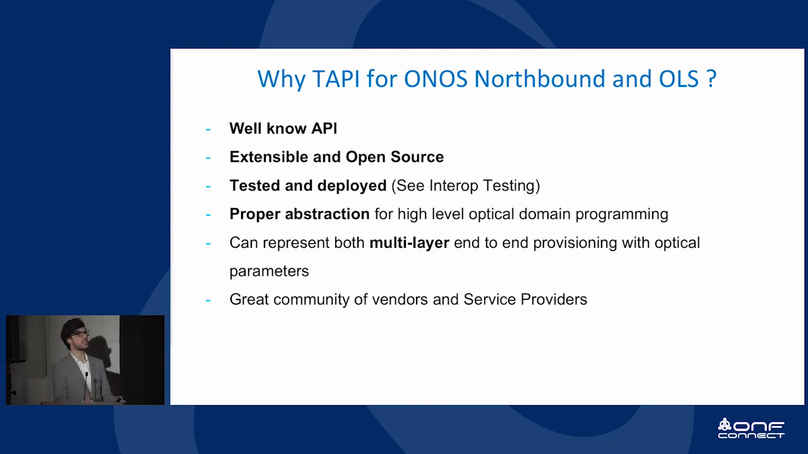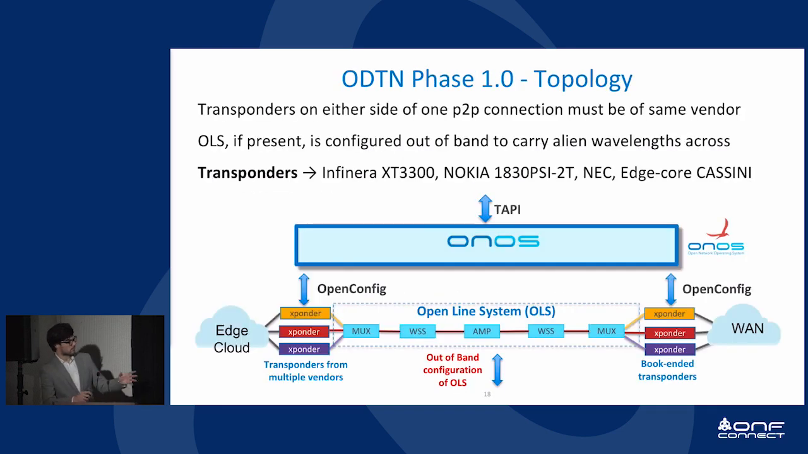And we as ODTN are engaging with them to bring in our use case, but they're also engaging with us, telling us this is what you can do with TAPI, and these are some capabilities that we can expose through it. So this is the topology we're looking at: ONOS as a controller, and the two transponders.